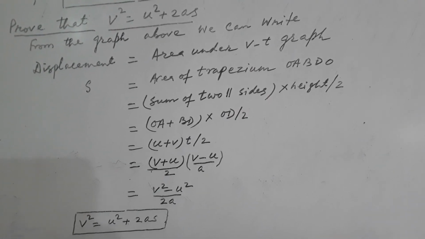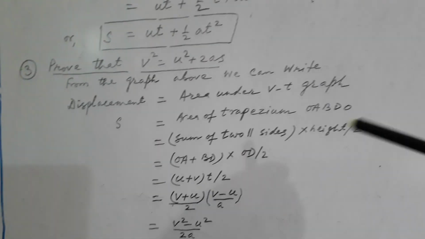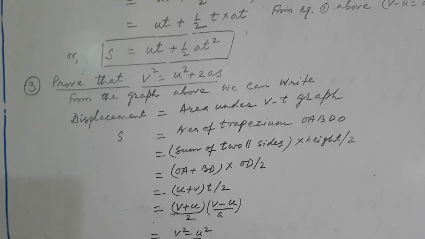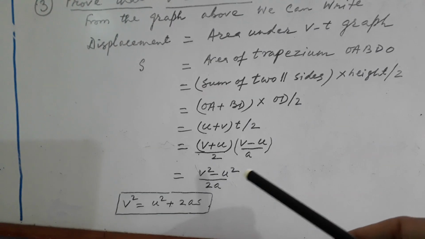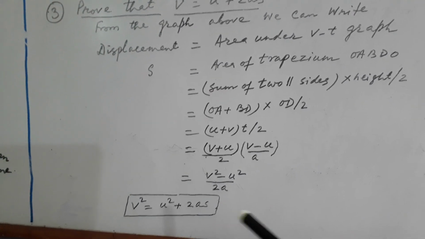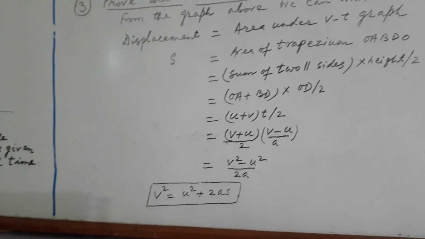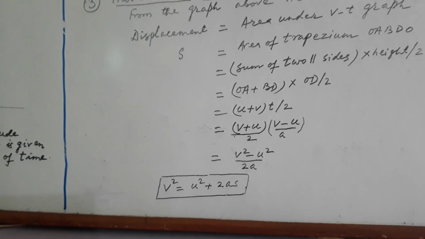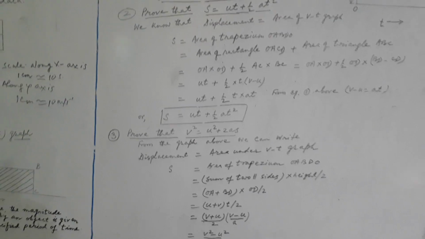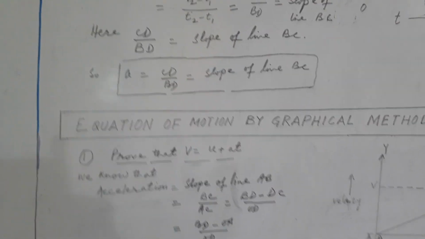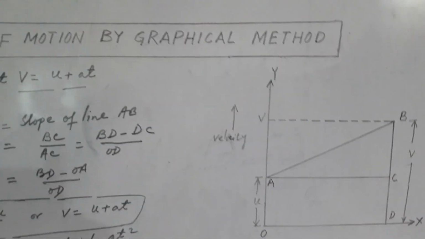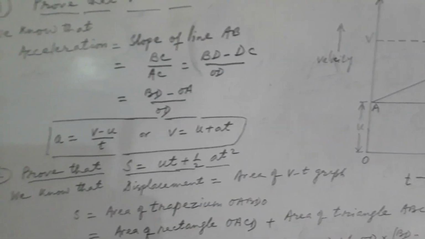Now putting the values and replacing t from the first equation, t equals v minus u by a, finally we get v square minus u square by 2a, or v square equals u square plus 2as. So this was the graphical method to derive the equations of motion. Once again you go through the graph and try to understand.